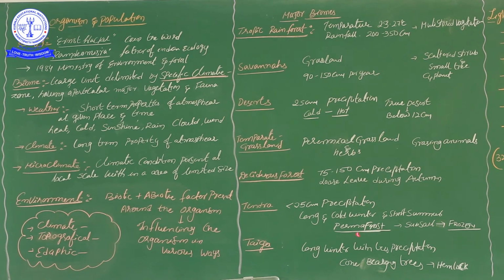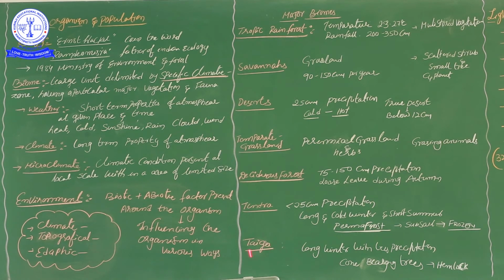What is permafrost? The subsoil is always in a frozen condition. The topmost soil melts in the summer season and liquid water is available, but the subsoil below the top layers is always frozen. Such a nature we call permafrost.